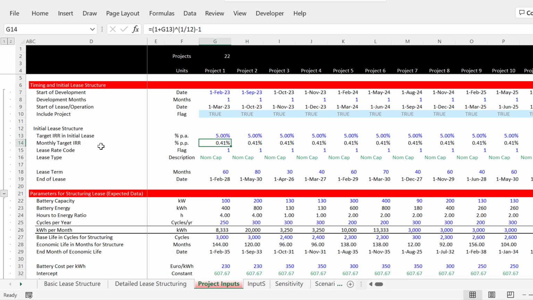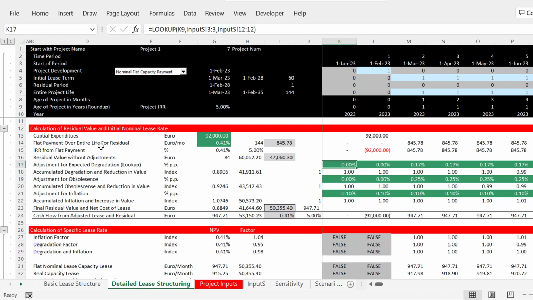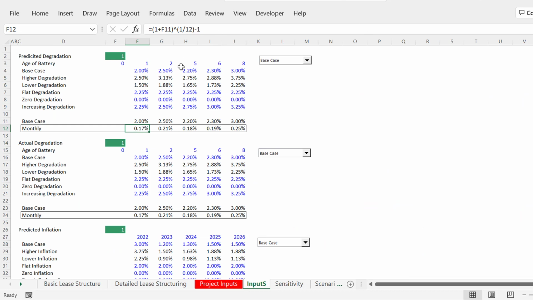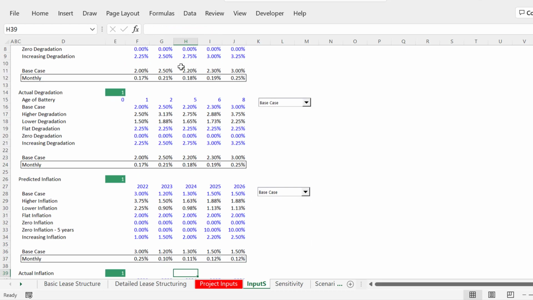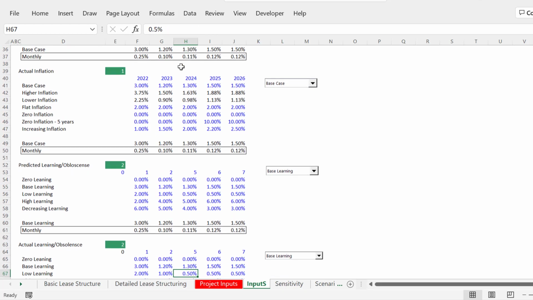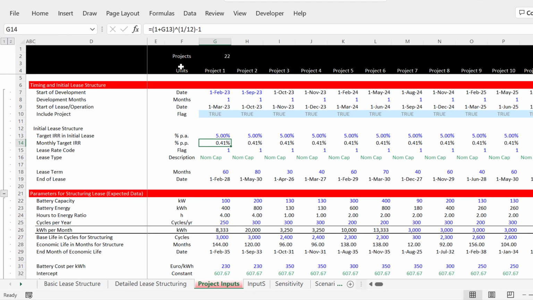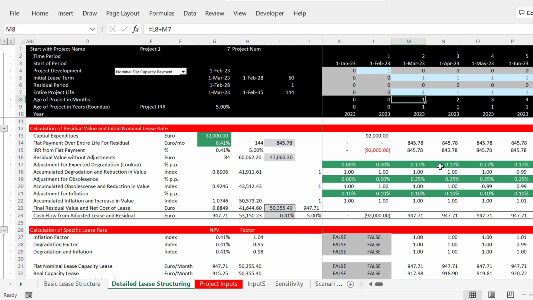Once we have that, where am I? Okay, we're here. Then we plop this in, and as I put some of these things in my inputs, some of them are a function of the age of the battery, and some of them are a function of the calendar year. And this obsolescence I made by age, and I really probably should have put that by year. Sorry about that.